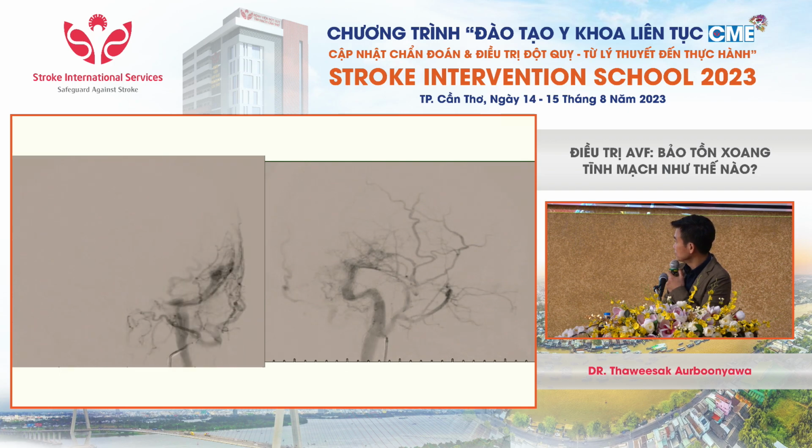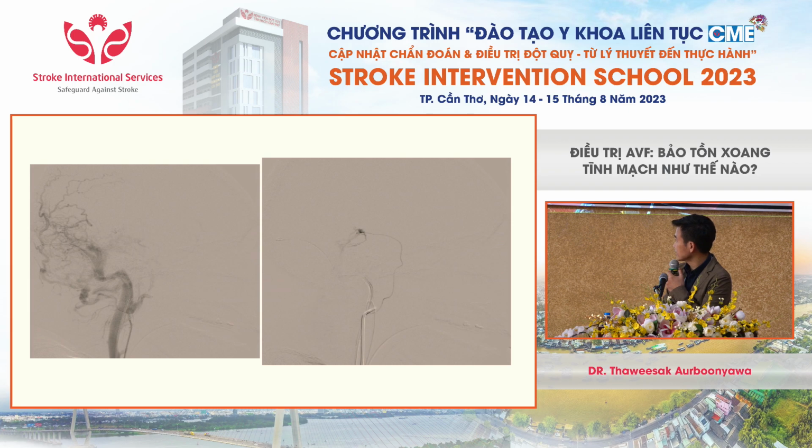What I did is place the transarterial catheter into the arterial feeder, and then place the balloon here at the normal sinus. Why do we need the balloon in this case? I needed a good pressurized plug for the Onyx cast to go into the fistula, so that's why I need the balloon.